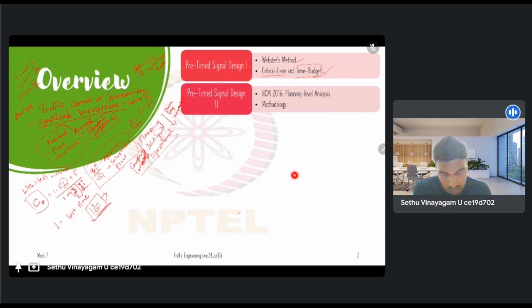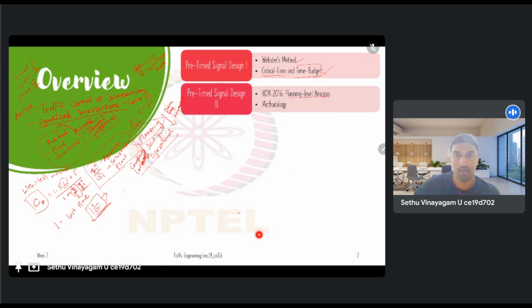We were concentrating on the planning analysis here, and we looked at the methodology of carrying out this planning analysis. Basically, the planning analysis tells you whether the solution that you are proposing is sufficient and feasible, or whether you have to look into more or alternate solutions. That's the objective here.